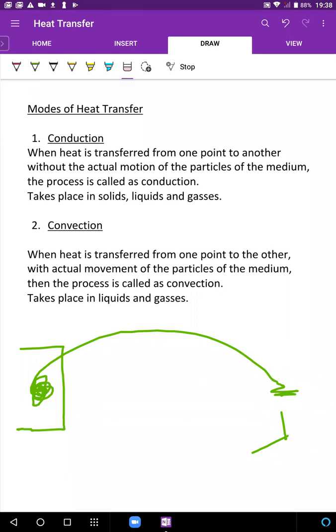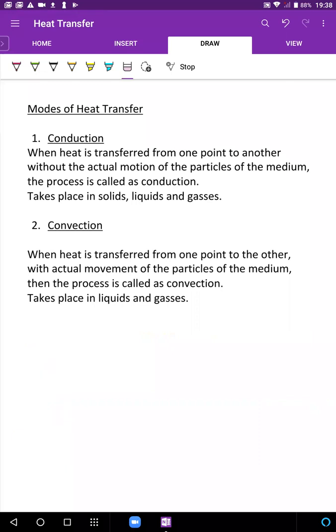Radiation is the process by which the sun heats up the earth and all the other planets. There's vacuum between the sun and the earth, but heat from the sun fortunately manages to reach the earth via the process of radiation. All right, so let me define that.